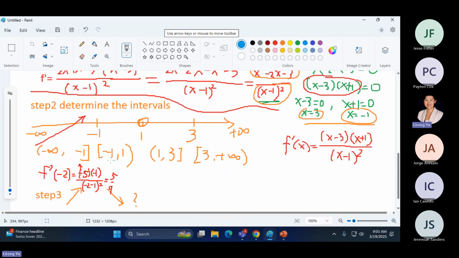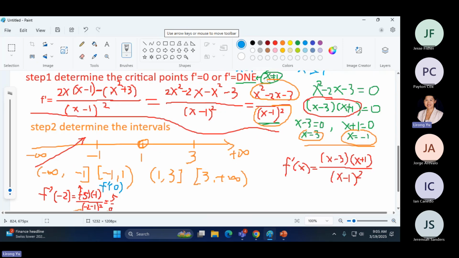To make it more visible, let me change the color. Some space, f prime of 0, I want to calculate it. You can use 0 there. So it's -3 in the numerator. The denominator, when x equals 0, is -1 squared, and it's actually 1. So the whole thing is equal to -3. So if it's -3, it's decreasing. So that would be a decreasing interval.